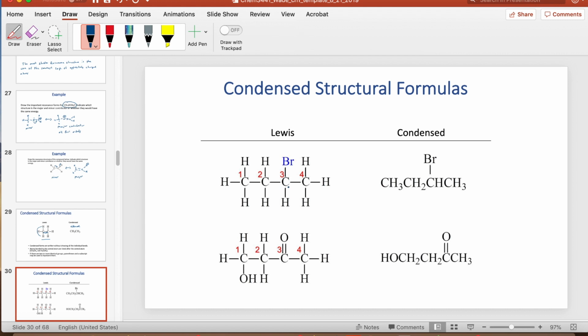In this case, a condensed formula for the bromine that's here with this structure. Notice that the easiest thing that you want to do is count your carbons. So we have numbers that are right here. So carbon 1, 2, 3, and 4. Right. So I'm going to count 1, 2, 3, and 4 to make sure that I have the bromine on carbon 3. Right. So this is sort of one way to do this.